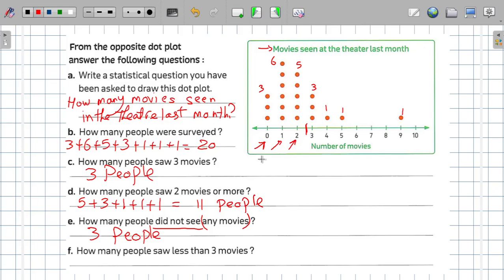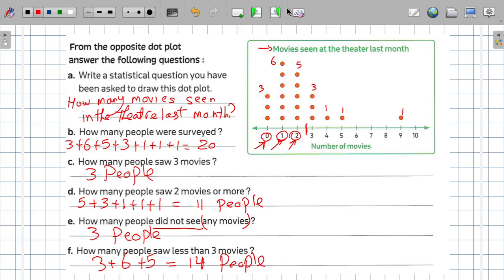Okay, so the first number here is 2 movies. Next I have 1 movie. And next I have 0 movies. So I will add them together. So I have 3 plus 6 plus 5. So 3 plus 6 equals 9. And 9 plus 5 equals 14. So 14 people saw less than 3 movies.